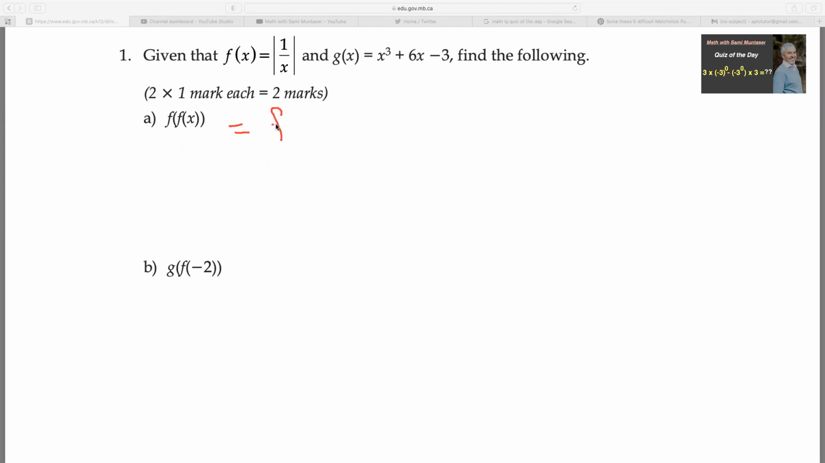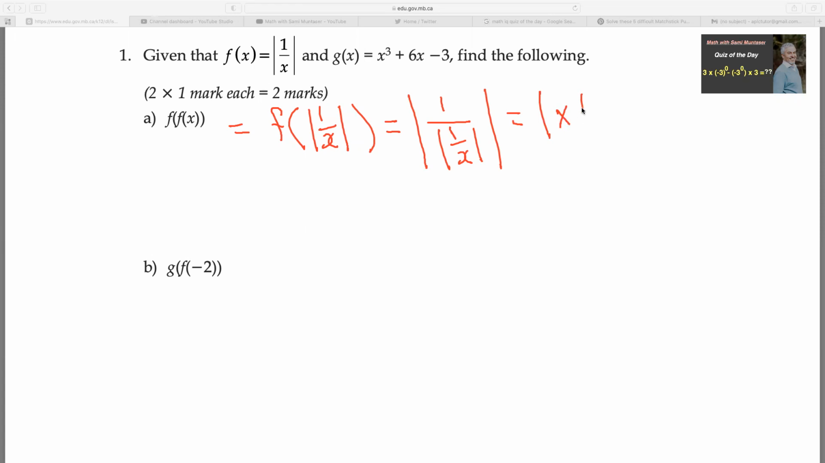So basically what this will look like is if you're doing f of 1 over x. What does that mean? It means anywhere you find an x in the formula, you have to sub that in. So you'll end up with the absolute value of 1 over 1 over x. And then when you divide a whole number by a fraction, this flips and gets multiplied into the 1. So basically what you'll end up with is just the absolute value of x. That's what the answer for that is.